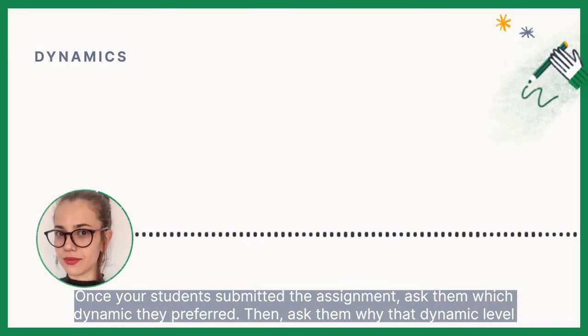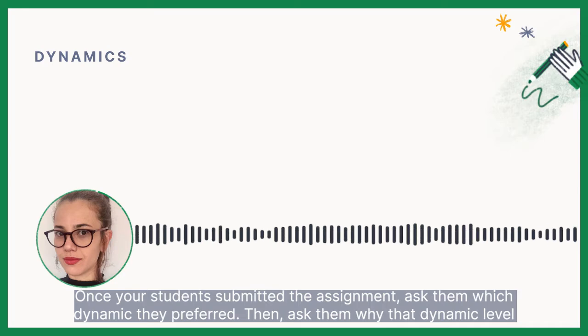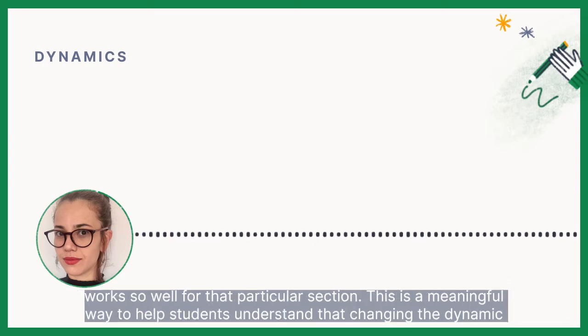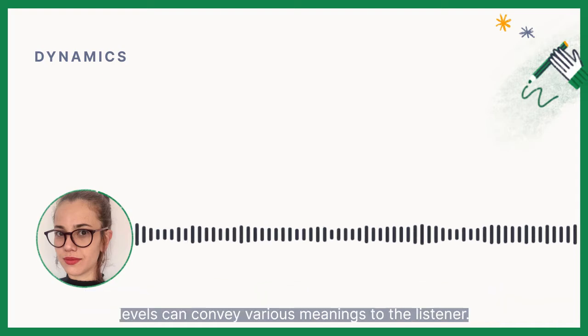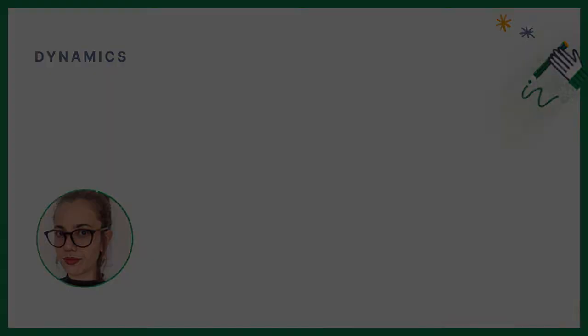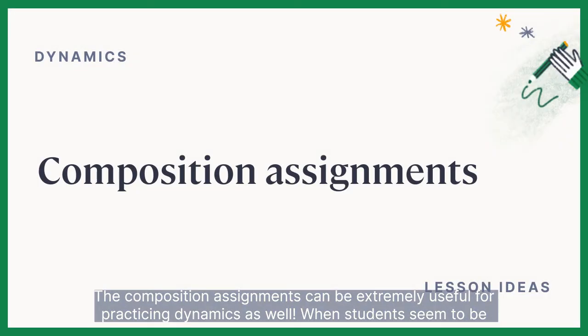Once your students submit the assignment, ask them which dynamic they preferred. Then ask them why that dynamic level works so well for that section. This is a meaningful way to help students understand that changing the dynamic levels can convey various meanings to the listener. The composition assignments can be extremely useful for practicing dynamics as well.